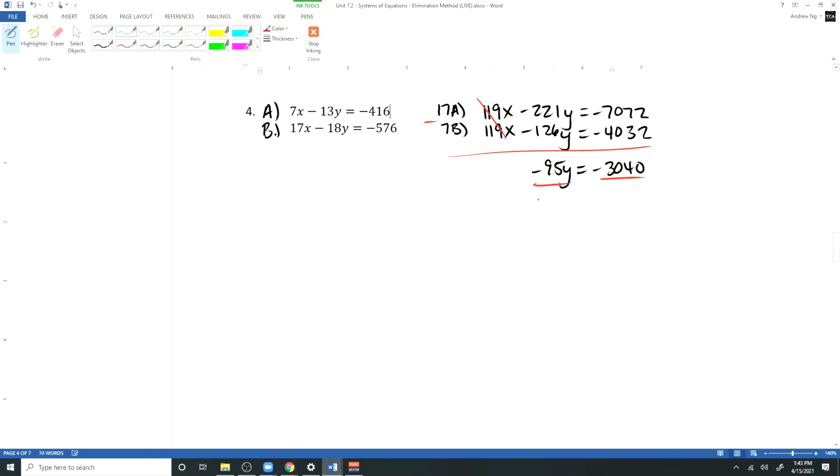Divide both sides by negative 95. This is where you hope that you've done this correctly. If I divide negative 3,040 by 95, I do come up with an integer. As we start things out, if I give you a problem with very large numbers, I will make sure that the answers are integers, so that way you know you've done it correctly. Then go back to one of these, plug in y equals negative 32.